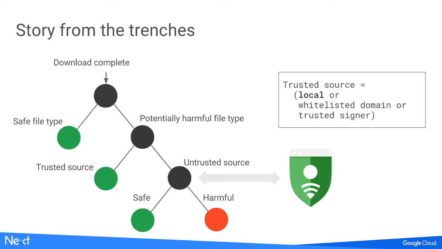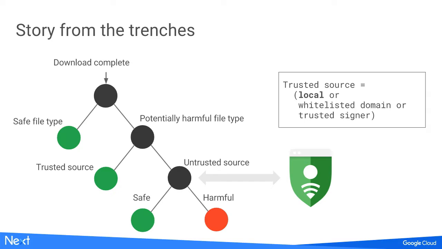One story from the trenches. I had two originally, but the other one was a little bit more complicated to explain, so I'm going to stick with this one. So imagine you're downloading software. You're using a browser, potentially, to download software. The download is complete. We have to decide whether we should flag the content as malicious or not.